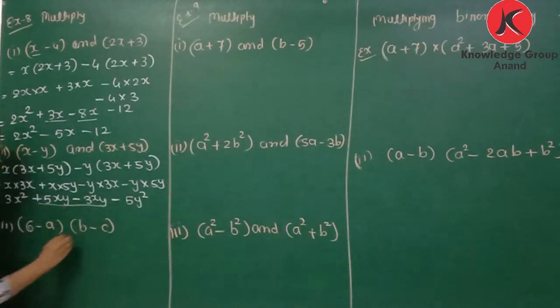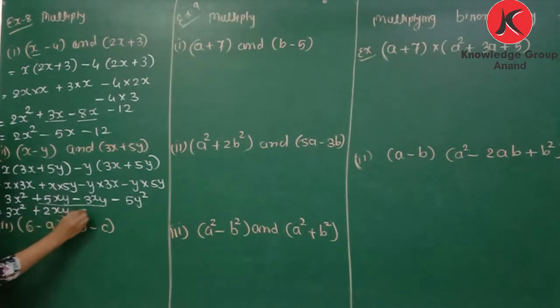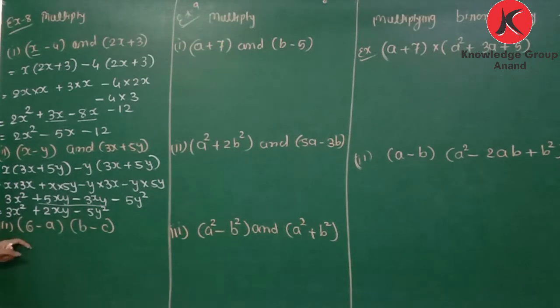Now again you can see these two are like terms. xy. The algebraic factors are the same, meaning they are like terms. So 3x square, 5 minus 3, that is plus 2xy minus 5y square. Okay, let's solve one more example.